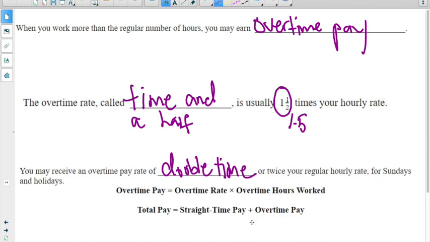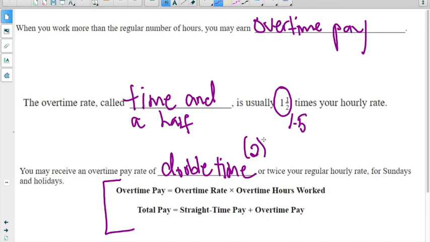Okay? We should be able to reason through these types of problems, but for those of you who prefer concrete steps, we have a couple formulas listed. Overtime pay, the amount you will earn in overtime, equals your overtime rate, which is either 1.5, or if you're earning double time, then your rate would be 2. And you multiply that times the number of overtime hours worked.